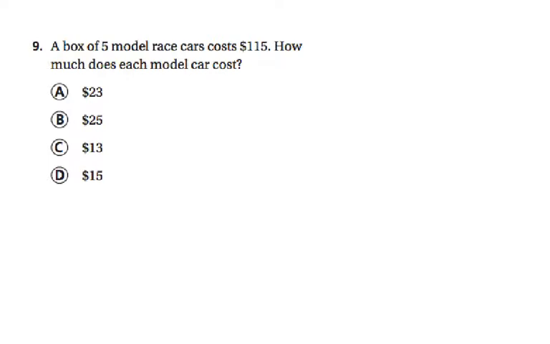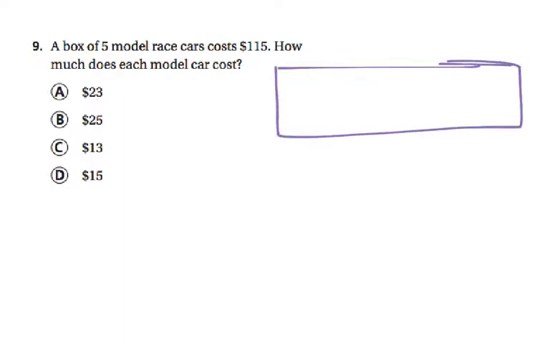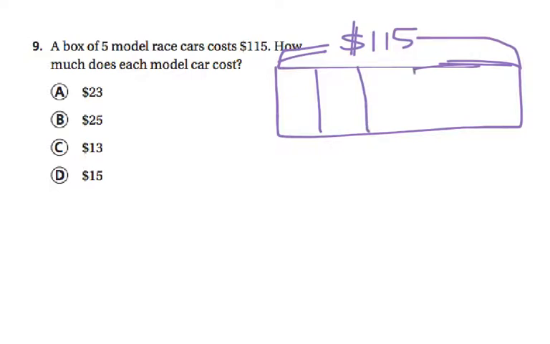So for this one, I'm going to draw a model, just so that I can understand what's happening. Here's a box. This box cost $115. Inside the box, there's 1 car, 2 cars, 3 cars, 4 cars, and 5 cars. Total of 5 cars, okay? Because it says that there's 5 in the box. And we're figuring out how much does each one cost.